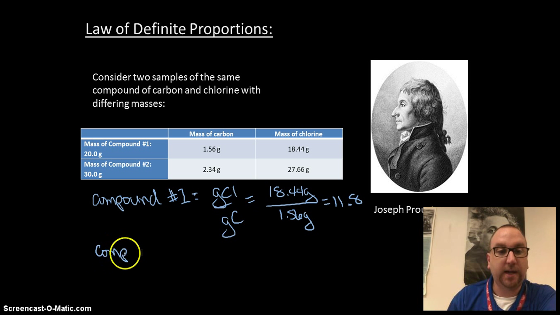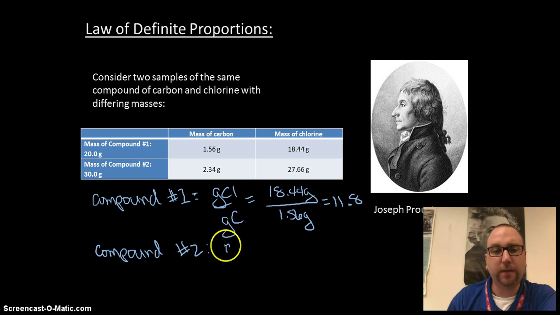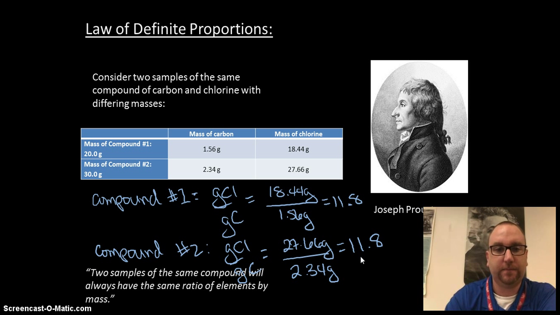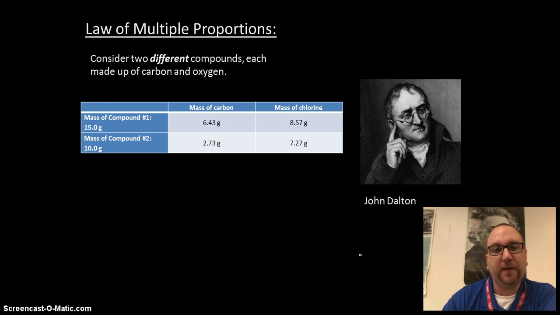Compound 2, which again is the same compound, just maybe a different sample or a different mass. We do that again, take the grams of fluorine to the grams of carbon. We get 27.66 grams of fluorine to 2.34 grams of carbon. And again, we get 11.8. So this mass ratio of fluorine to carbon is the same in both samples of the compound. And that's what the law of definite proportions says. Kind of wrote over that a little bit. But two samples of the same compound will always have the same ratio of elements by mass. The final law that we're going to talk about today is the law of multiple proportions.